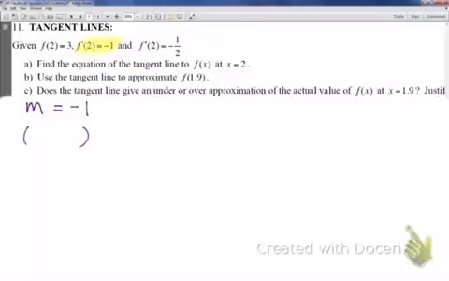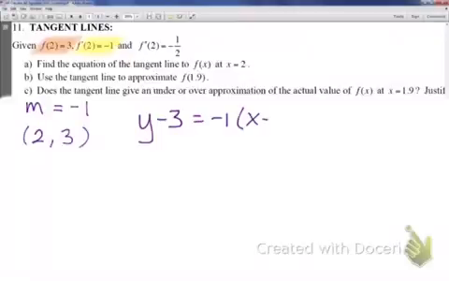All right, and then I also need a point. I know that my x value is 2. What's the y coordinate on my original function when x equals 2? What is it? 3. Beautiful, and I can find that from right here. The y coordinate on my original function is equal to 3. So I have 2, 3. So using those 2 things, I can write the equation of a line using what formula? Point slope. So y minus y1 equals m times x minus x1.